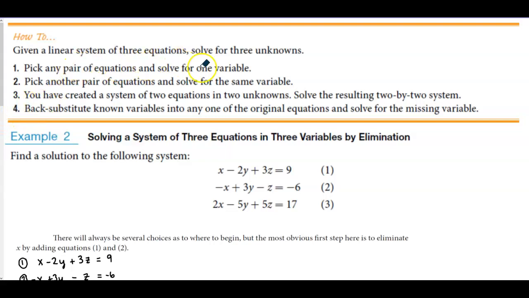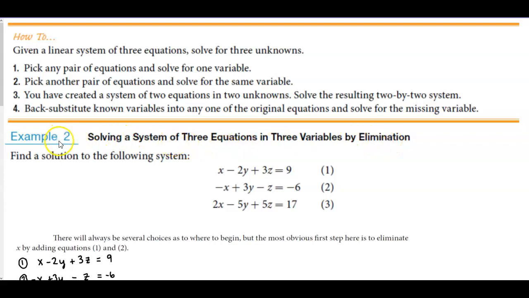Given a linear system of three equations to solve for three unknowns, the first step is to pick any pair of the equations and then solve for one variable. Number two, we're going to pick another pair of equations and solve for the same variable. Number three, now that you've created a system of two equations and two unknowns, we're going to solve the resulting 2 by 2 system. Number four, we're going to back substitute known variables into any one of the original equations and solve for the missing variable.